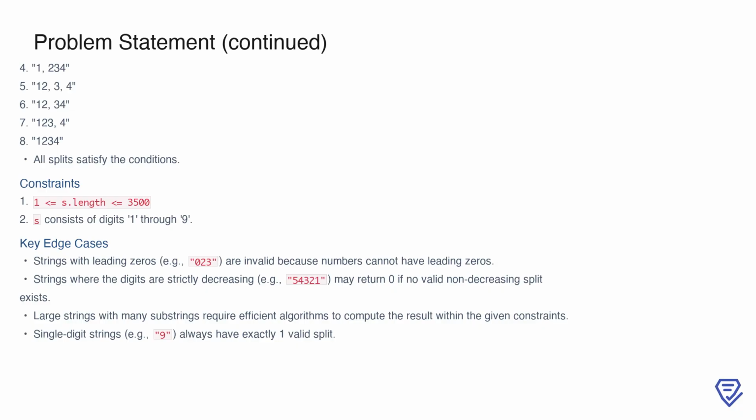The constraints specify that the string length can be as large as 3500, which means we need an efficient algorithm to handle such cases. Key edge cases to consider include strings with leading zeros, which are always invalid, and strings where the digits are strictly decreasing, which might result in no valid splits at all. On the other hand, single-digit strings always have exactly one valid split. Understanding these constraints and edge cases is crucial for designing an optimal solution.